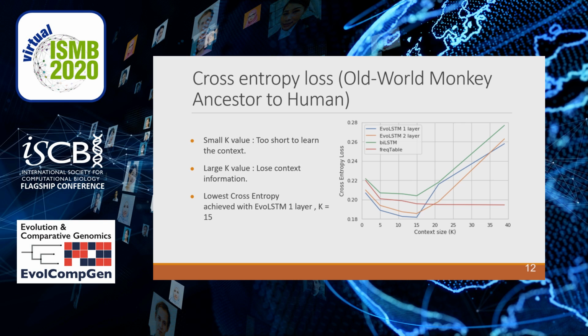Another thing to observe is that the performance of LSTM-based approaches worsens with context sizes larger than 15. This could be due to the unstable gradient problem of LSTM with large input sequences. So for the rest of the experiment, we used a k-value of 15.